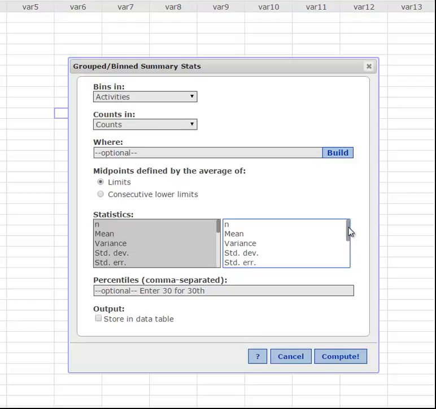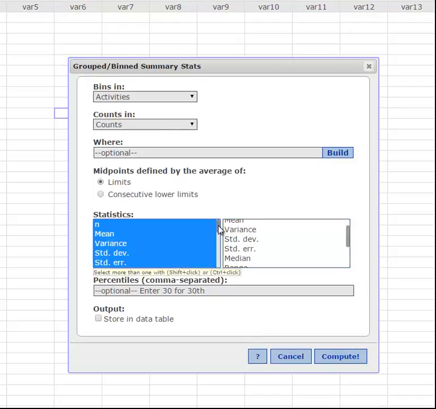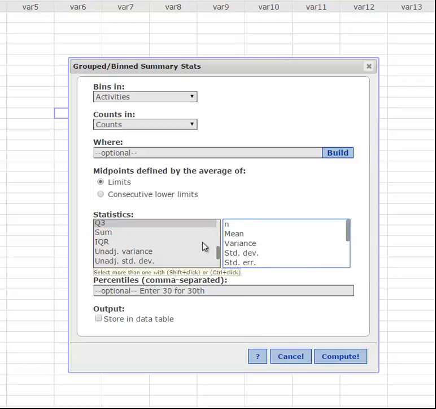But recall from a previous video in the chapter 1 and 2 module, the default setting for StatCrunch is the sample variance and sample standard deviation. What I want is the unadjusted variance and standard deviation because I'm dealing with the population probability distribution. So I'm going to go ahead and use the control click to get those pieces I need. Oh, my mouse froze. Okay, there it goes.